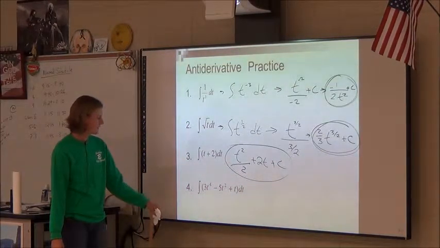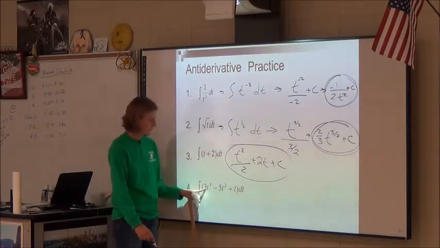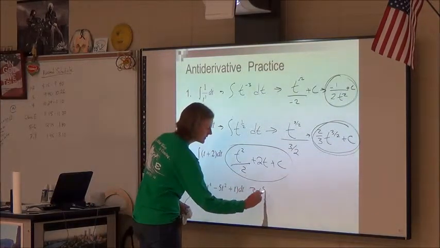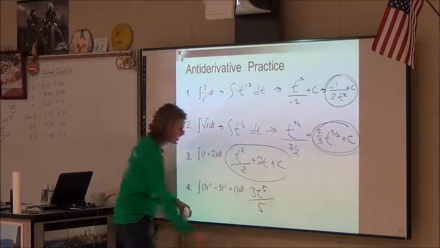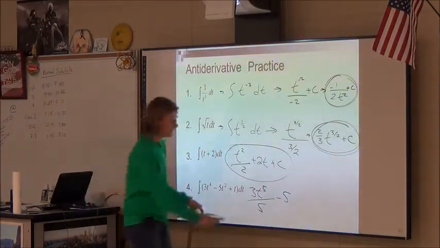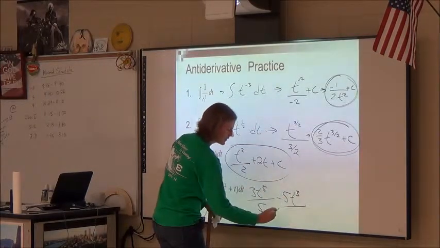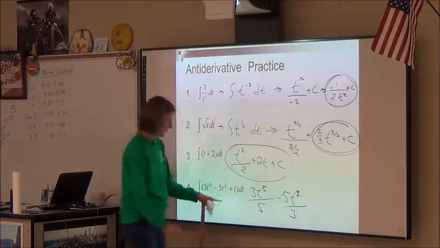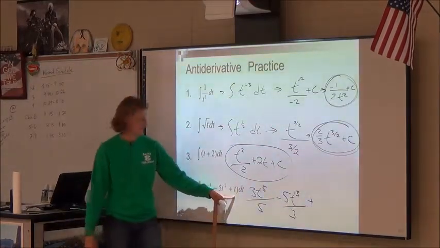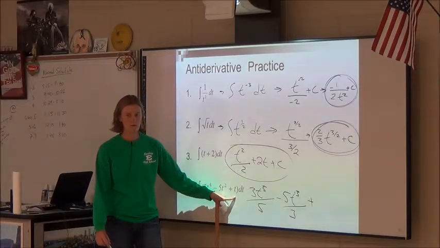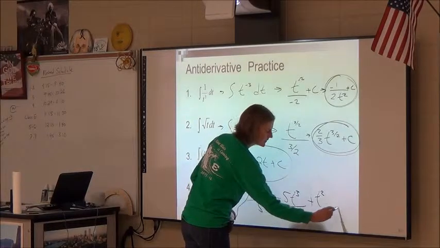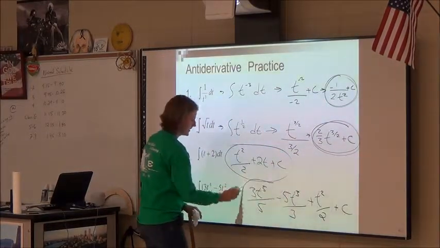All right, and then last but not least, 3t to the 5th divided by 5, minus 5t to the 3rd over 3 plus, no, t squared over 2. Yeah, t squared over 2. Plus c. All right, that was a long one.